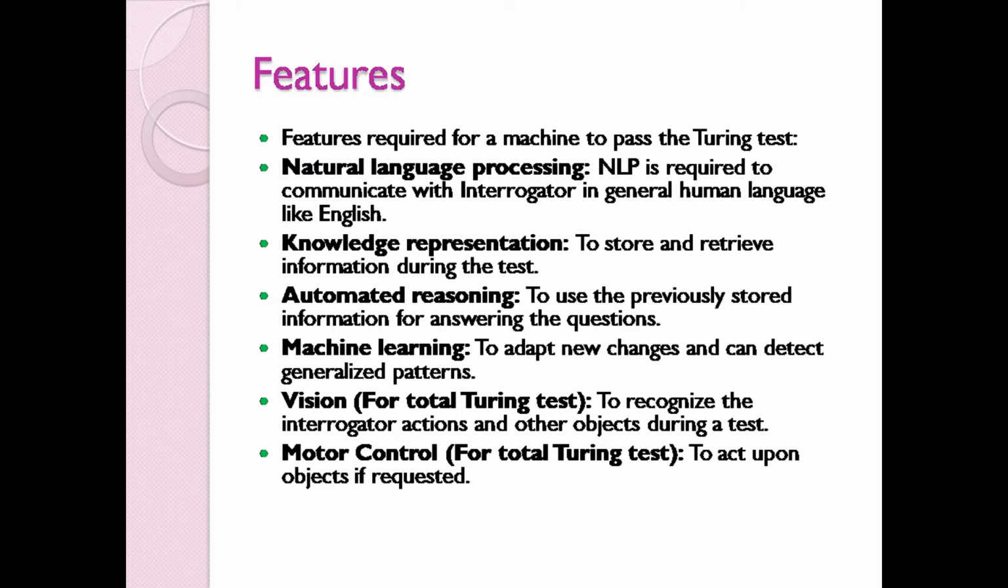This is not always based on the Turing test and what the machine is made for. Similarly, for the total Turing test, it involves motor control to act upon objects if requested. So these are the various features the machine needs to have to pass the Turing test.